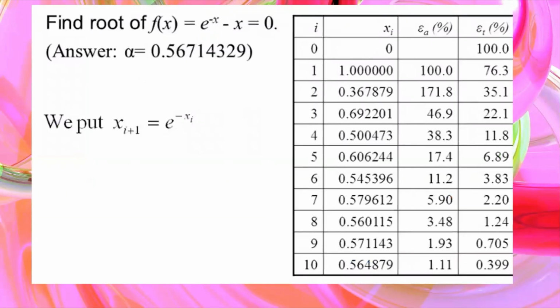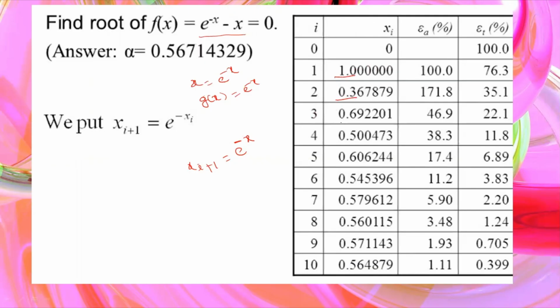Next, find a root of e power minus x minus x is equal to 0. So what will you write? X is equal to e power minus x. So what is your g of x? That is e power minus x. So what is the iteration formula? You will get xi plus 1 is equal to e power minus xi. What is the initial value? He is taking 0. So e power 0, that is 1. E power minus 1, you will get this value.